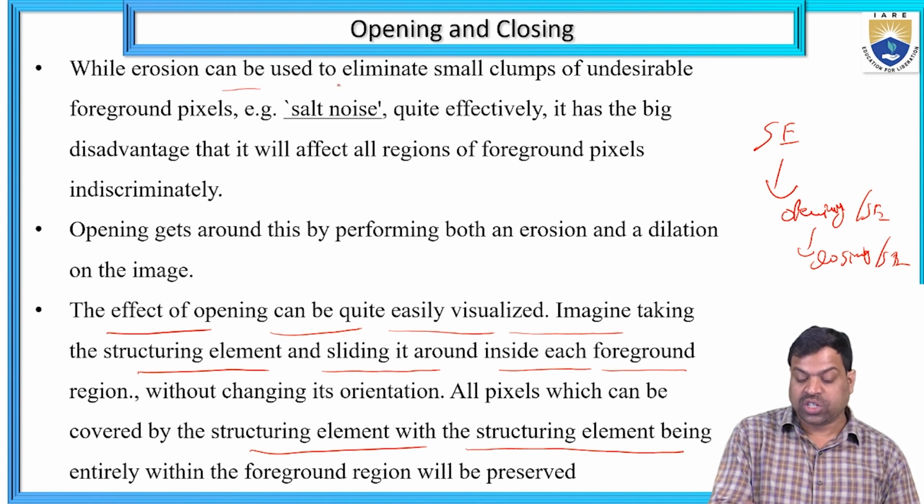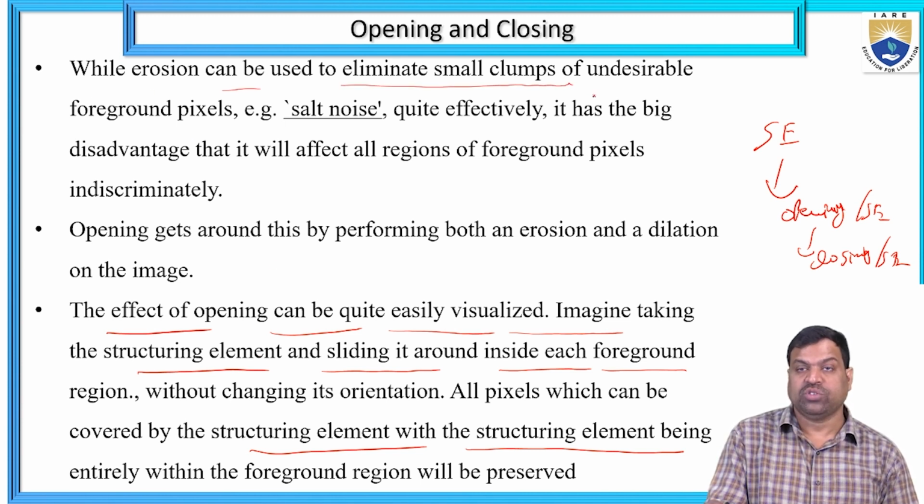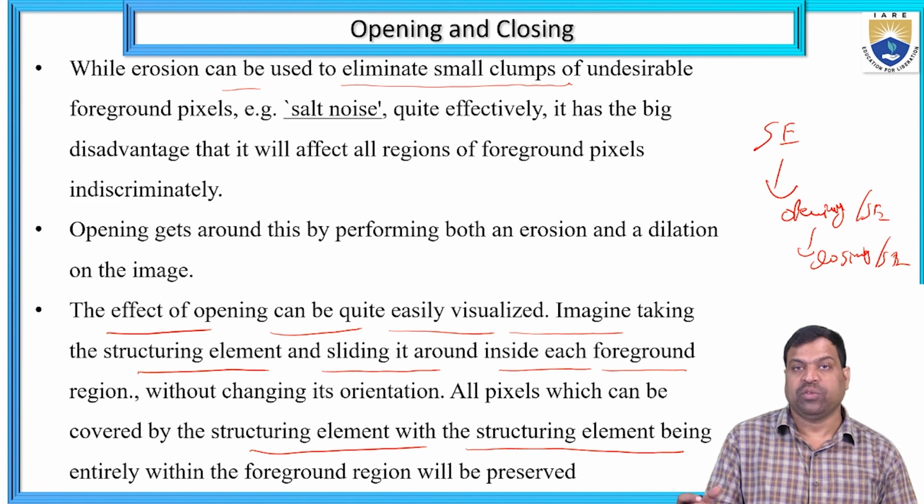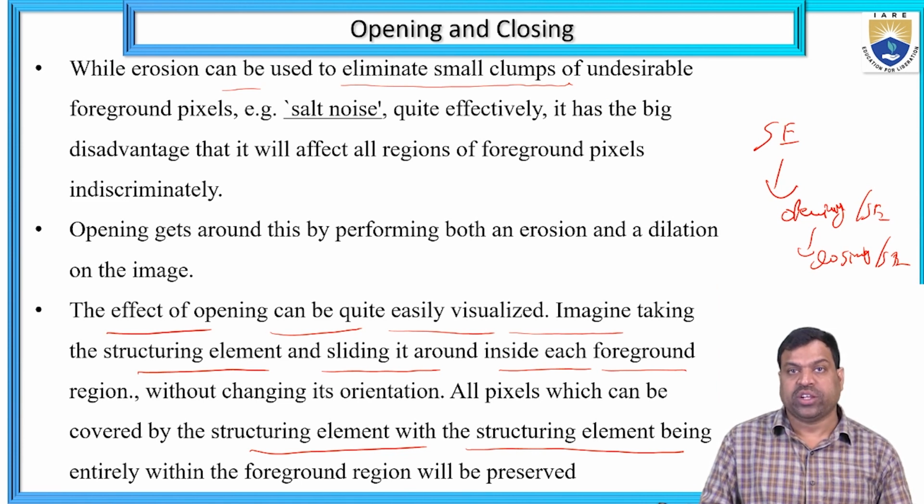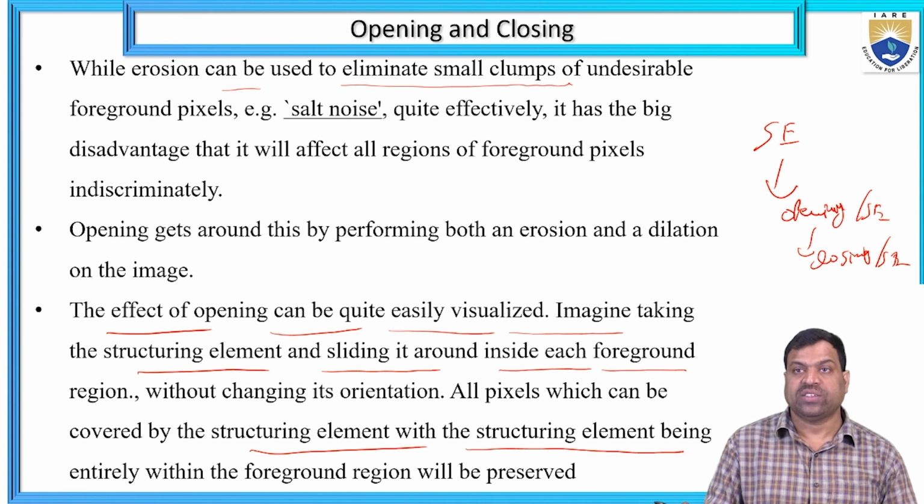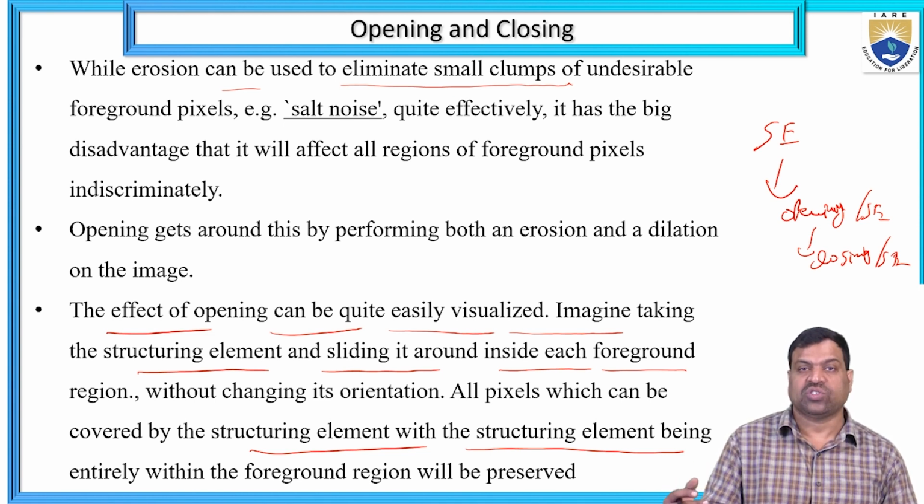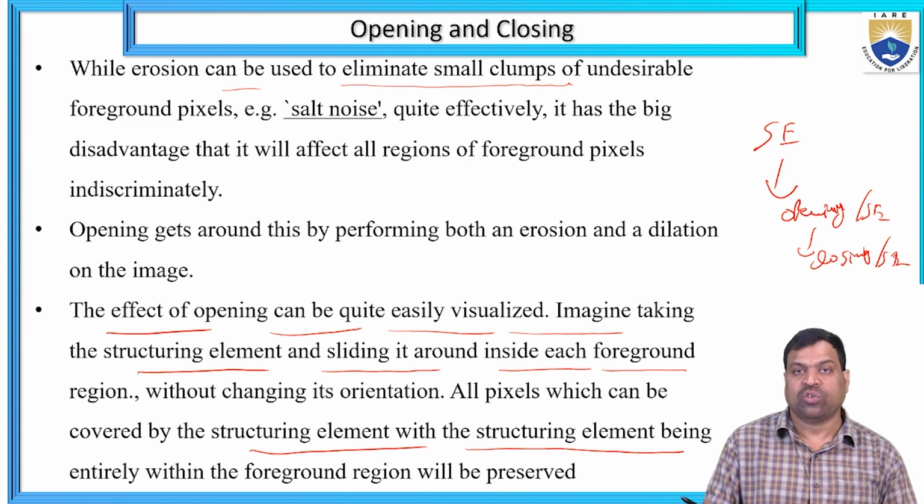So the erosion can be used to eliminate small clumps of undesirable background. Erosion is nothing but removing the unnecessary clumps. That is, it is nothing but salt noise, but the foreground is improved. And opening gets around this by performing both an erosion and a dilation of the image.